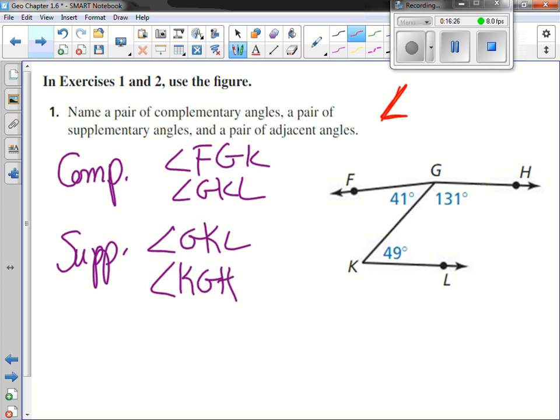Adjacent angles would be FGK and angle HGK, because these are the only two that share a common vertex and a common side.